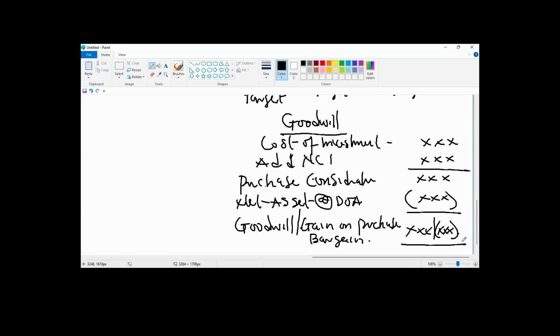So are they the same thing, goodwill or gain on bargain purchase? They are not the same thing. What's the difference? Goodwill is positive. Gain on bargain purchase is negative goodwill. You bargain very well, you pay less than the net asset. Perfect.